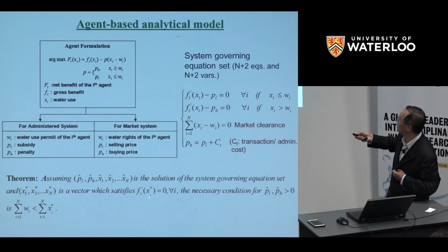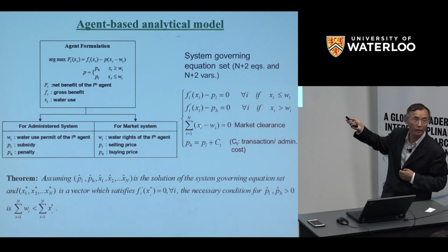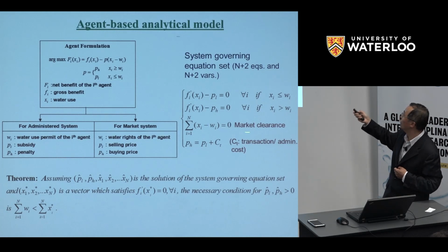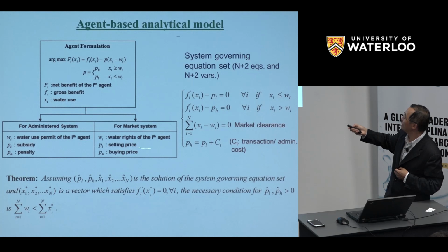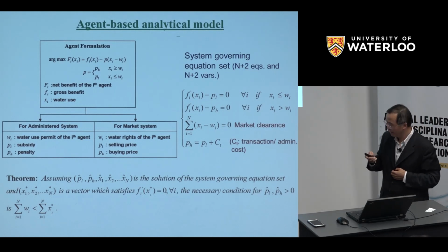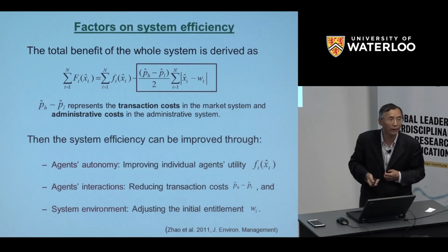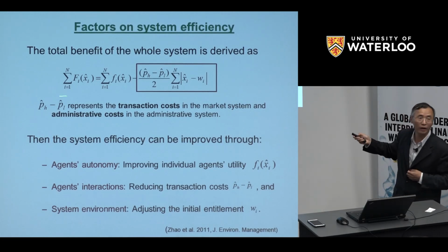Here we want to determine two things. One is the economic incentives, the high price or low price, and the other is the water allocation. Another assumption is market clearance. To define a deterministic analytical solution, we assume market clearance, and also that the difference between the selling price, buying price, or penalty and subsidy is defined as a transaction or administrative cost. With these assumptions, we get an analytical solution for the system level benefits.